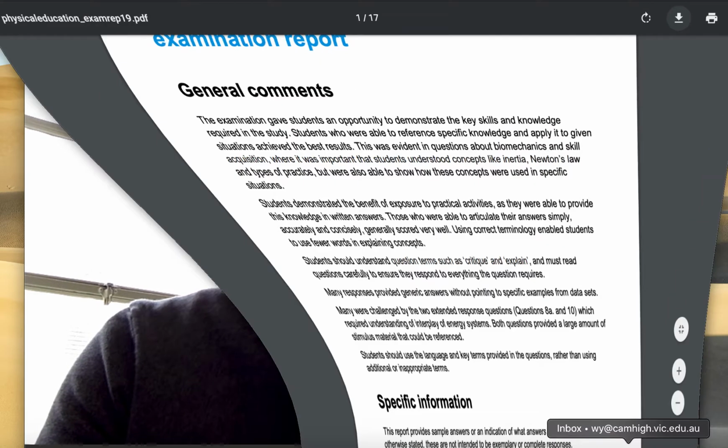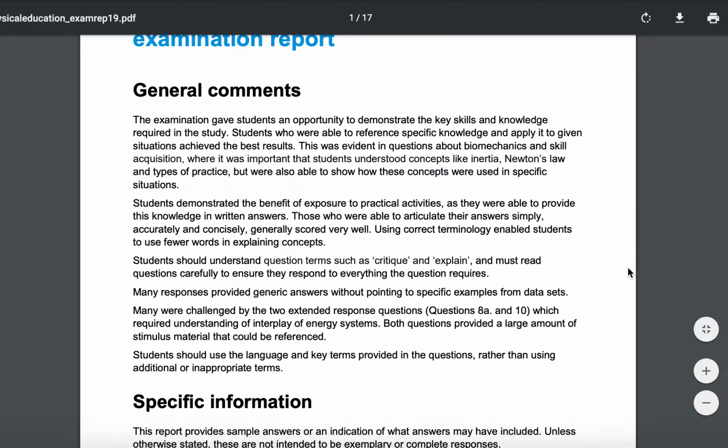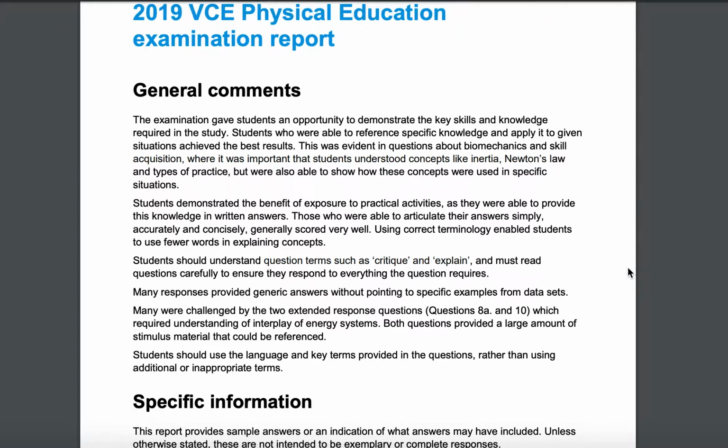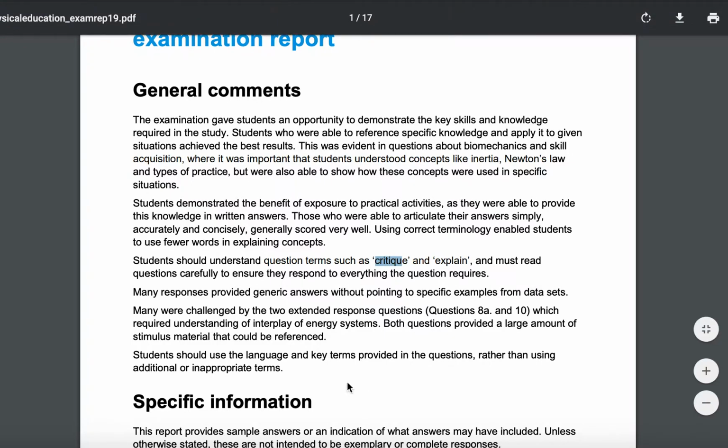So I'm just going to bring up here the examiner's report. This is for the 2019 VCE physical education paper. And as you read through this, which I'm sure a lot of us already have, it talks about students being very specific in their answers, having a good sound knowledge base, understanding the explaining words, the terminology, using those terminologies, and being able to break down things like critique, explain, etc. There's not a lot of reference here in the general comments to things like explicit and implied information.